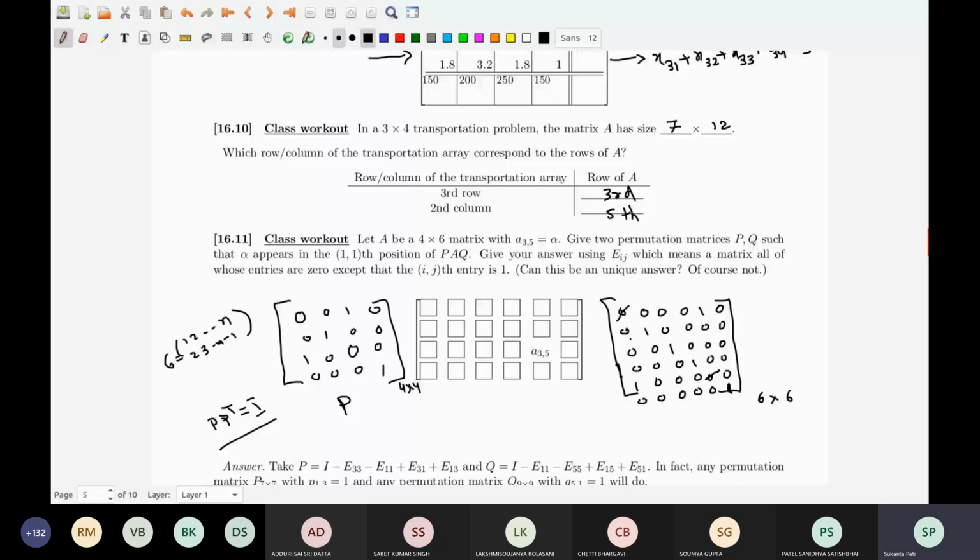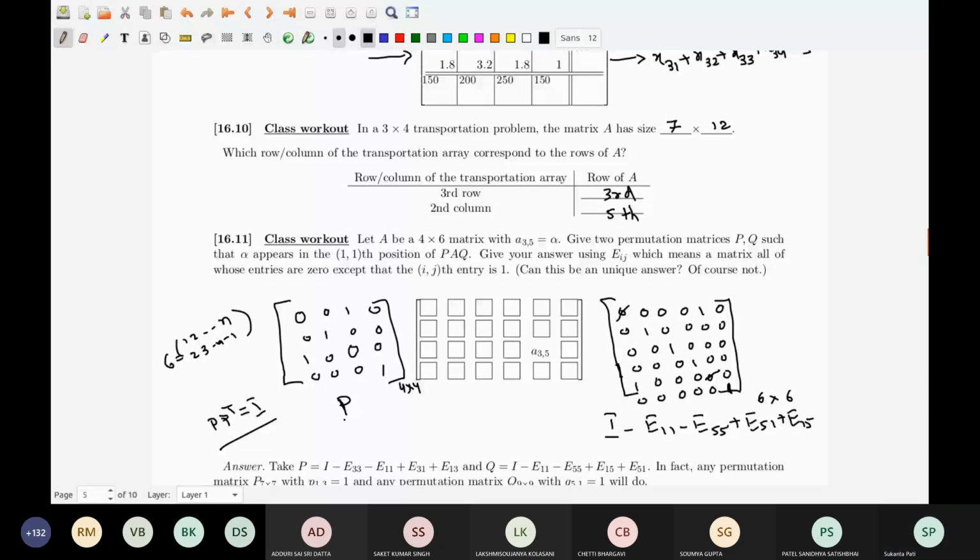So essentially, what is this? This is identity minus E11, where E11 is the matrix that has the 1,1 entry 1 and the rest of the entries 0, minus E55, since I made the fifth entry also 0, plus E51 plus E15. So that is the matrix. Similarly, it is this one, identity minus E33. So that is what it is.